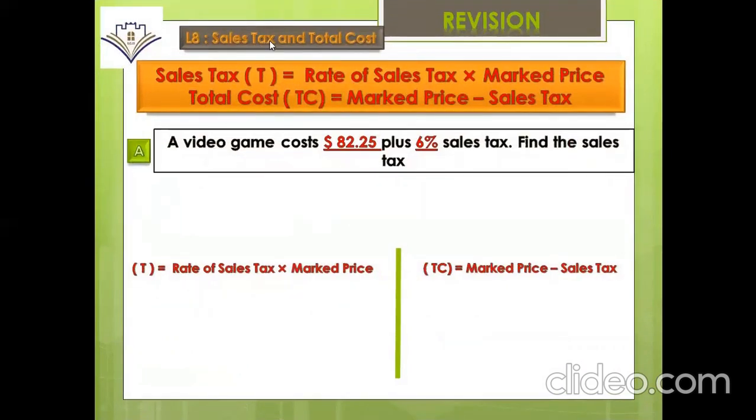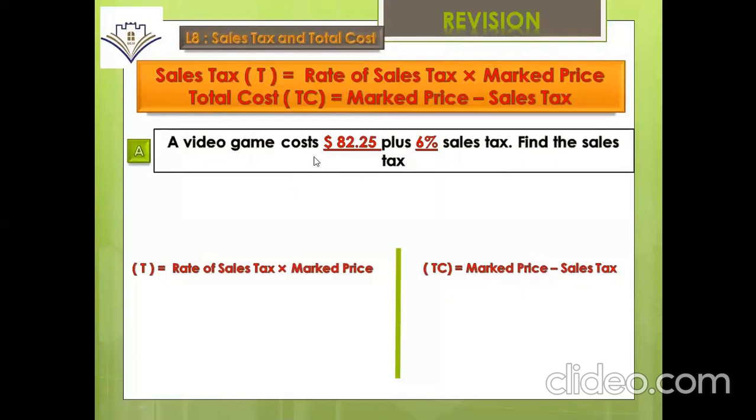Sales tax and total cost. Sales tax, T, is equal to rate of sales tax multiply market price. And the second rule, total cost equals market price minus sales tax. Our question here is a video game costs $82.25 plus 6% sales tax. Find the sales tax and we can also get the total cost.